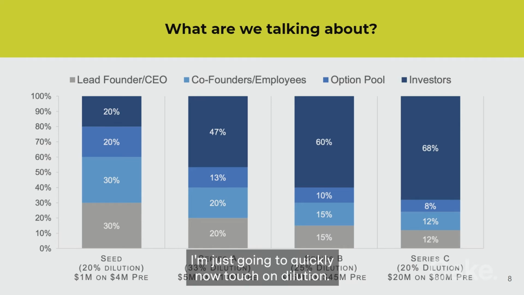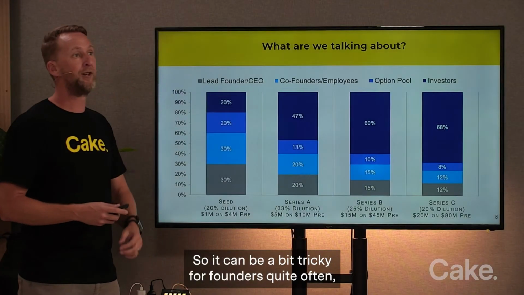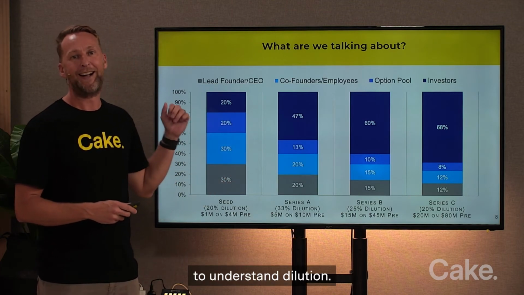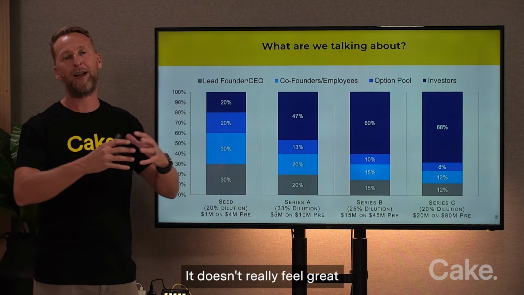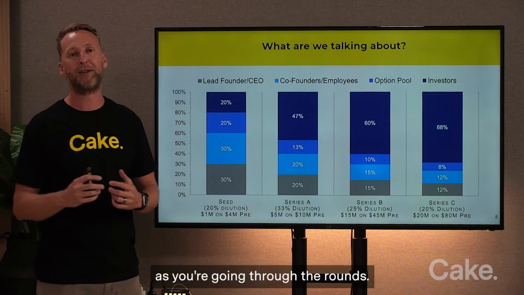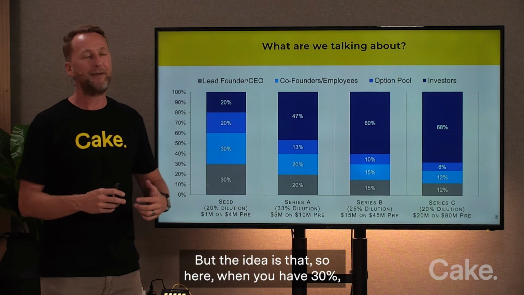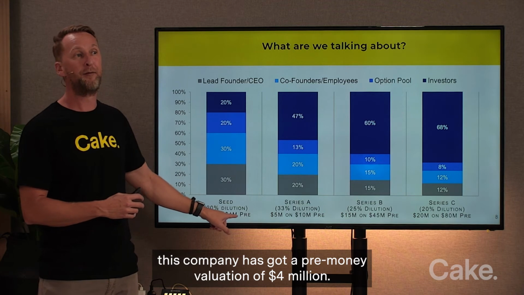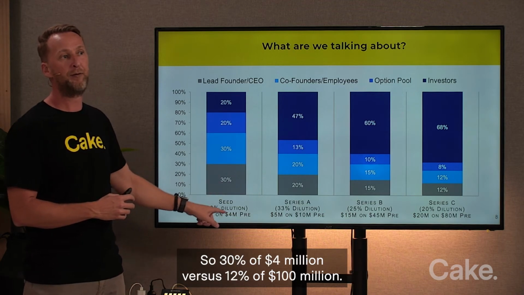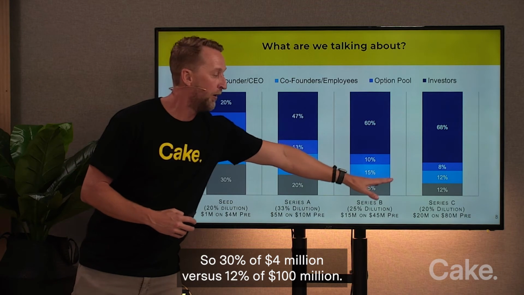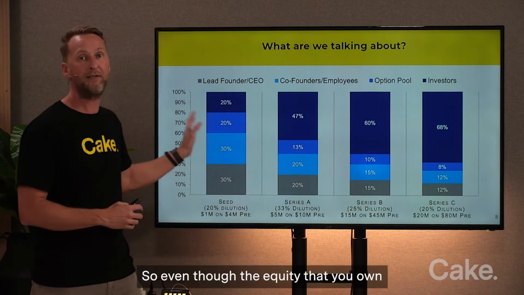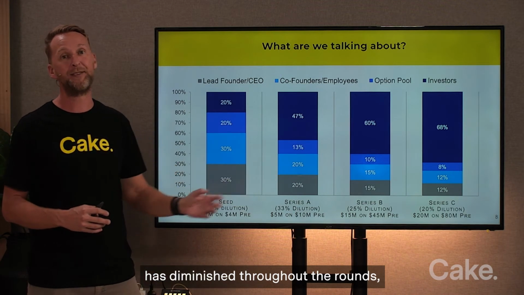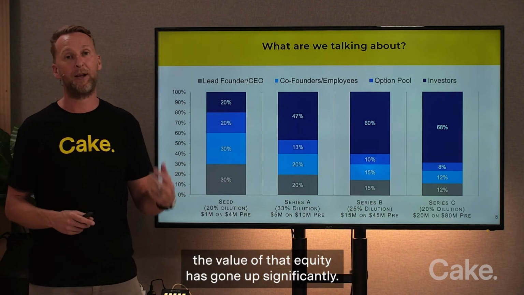I'm just going to quickly now touch on dilution. It can be a bit tricky for founders quite often to understand dilution. It doesn't really feel great when you're owning less and less of your company as you're going through the rounds. But the idea is that here, when you have 30%, this company's got a pre-money valuation of $4 million. So 30% of $4 million versus 12% of $100 million. Even though the equity that you own has diminished throughout the rounds, the value of that equity has gone up significantly.